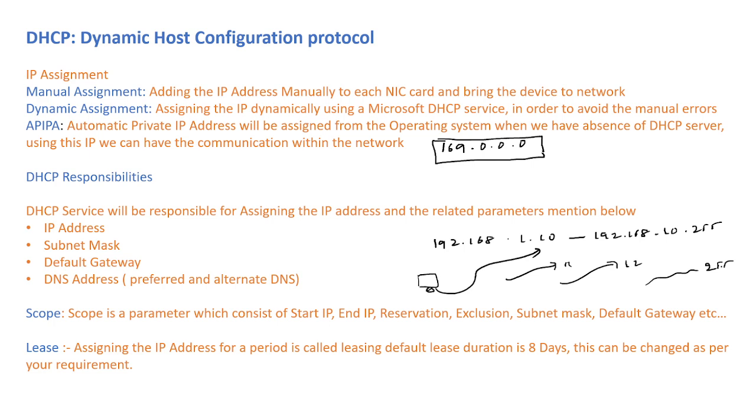Then you may ask a question, sir, fine, if the IP address is given by the DHCP, for how long will the same IP address be retained in the computer? There is a concept called leasing. When a DHCP server assigns an IP address, it is not going to assign it permanently. It is going to assign it only for 8 days. That is the default, and this lease duration can be changed. It can be increased or decreased, whatever number of days you want. By default, it is 8 days. After the lease expiry, the IP address will be taken back.